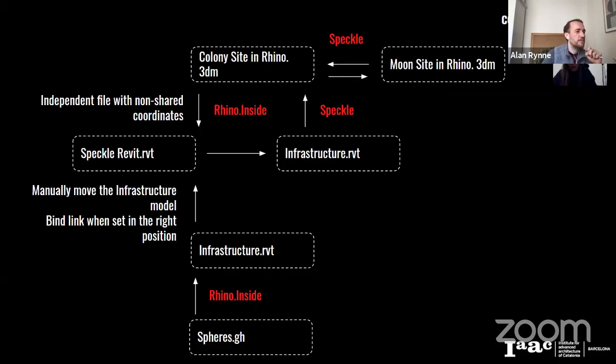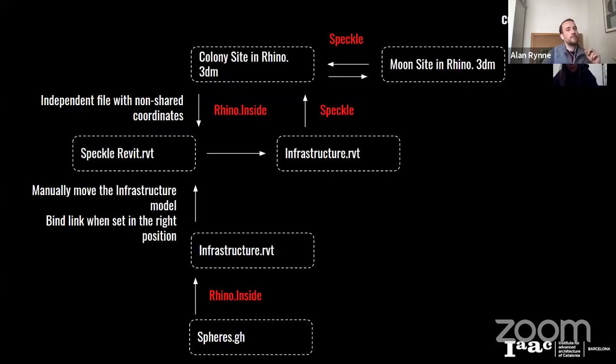So for this reason, we had to come up with a solution, which was to create an empty Revit file where we received the colony site stream geometry. Then we linked our Revit infrastructure file and moved the infrastructure to the right spot manually, quite a manual process. But once we moved it, we bound that link, or exploded it, in that Speckle Revit file. And from there, we managed to send it to the core infrastructure stream.